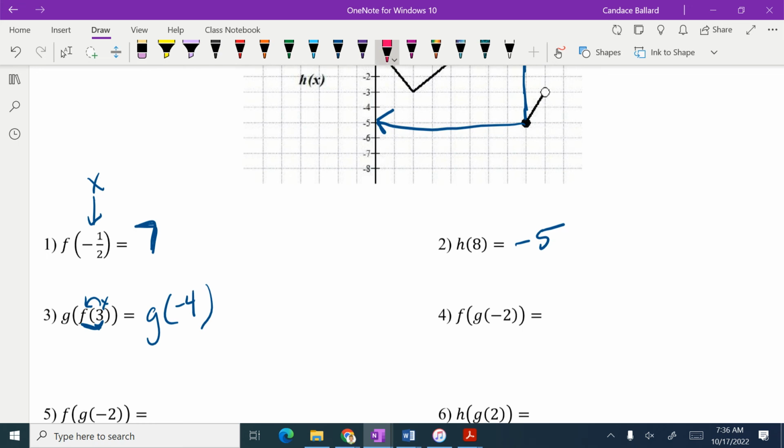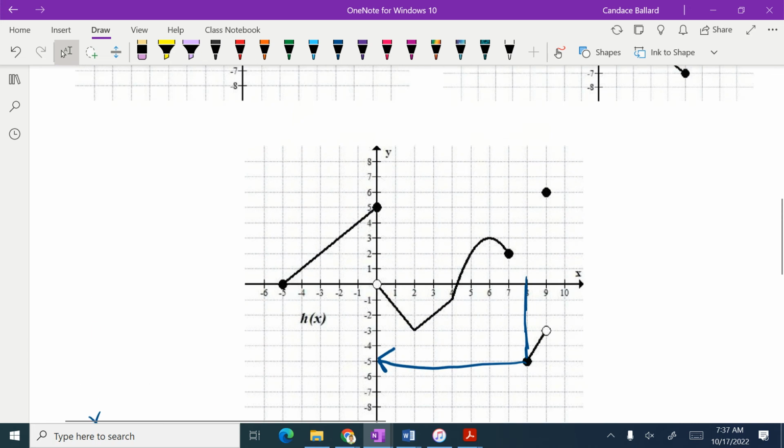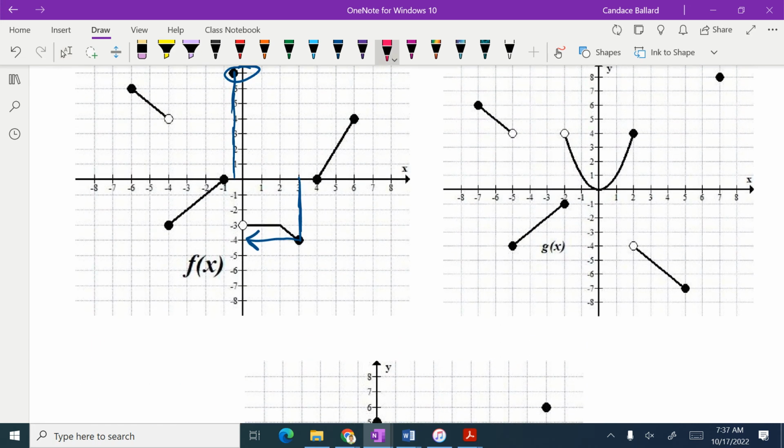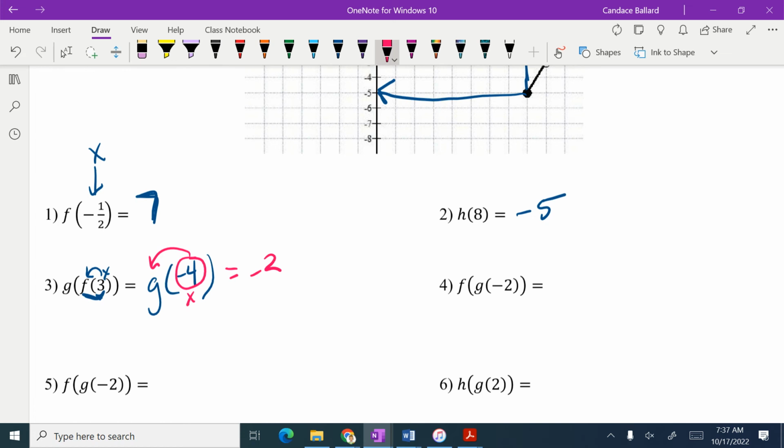Even though that was the output for the x, it's our new input for g, and it tells us that right there. So now it's the x value for g. Okay, so I'm putting in negative 4 into g. I got to find the g graph. Negative 4 into g, and what do I get as the output? Negative 3. Good. All right, let's try another one together, and I'll have you try a couple on your own.